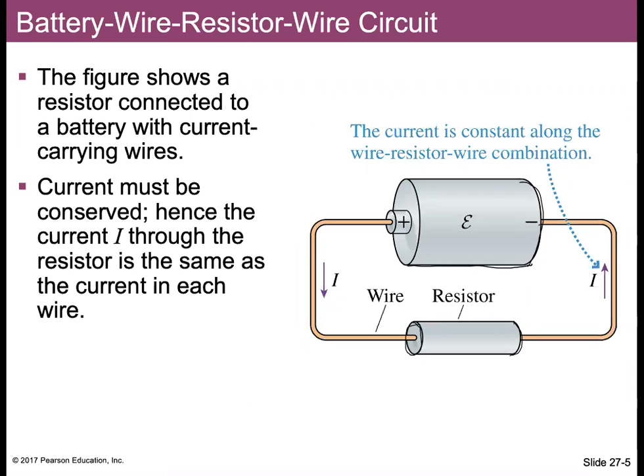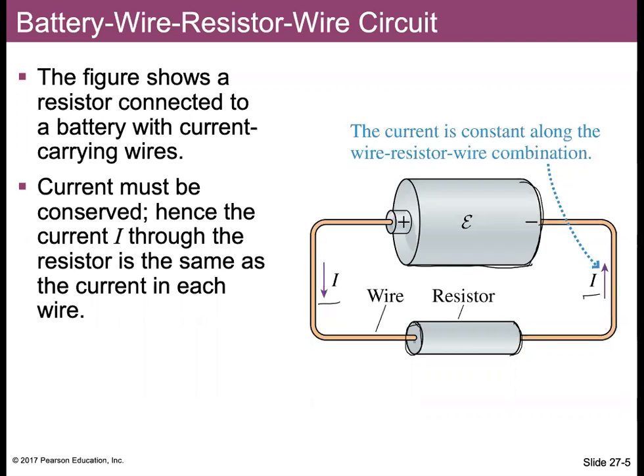So the current must be conserved. Hence the current I through the resistor is the same as the current in each wire. So I on this side must be the same as I over here in this circuit. Current is conserved, so the current is constant through each wire.